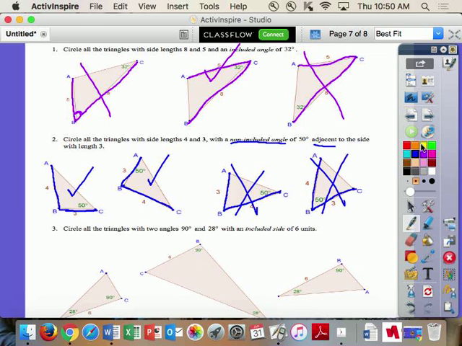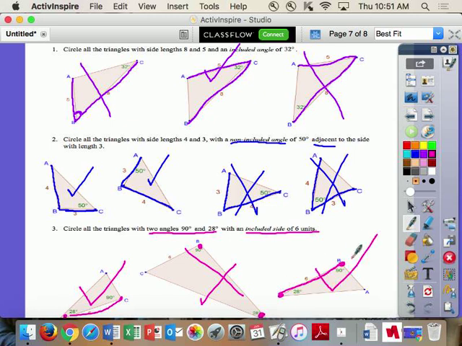All right, last 3. Angles 90 and 80 and an included side of 6. So here is my angle, here is my angle, and I have a side length of 6. So that one's good. Here is my angle, here is my angle. Is my side length in the middle? Nope. Here's my angle, here's my angle. Is my side length in the middle? Yes, it is.